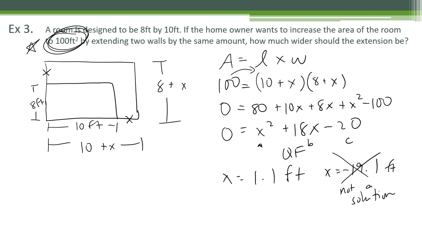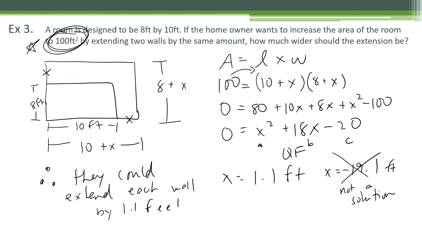How could you double check your answer? Well, you could add 1.1 to each of those dimensions. So 8 plus 1.1 is 9.1 times 10 plus 1.1 is 11.1. Now, since we rounded, we got a little bit above 100, we got 101, but that's just due to rounding. So that's how you could double check your answer. So therefore, they could extend each wall by 1.1 feet.